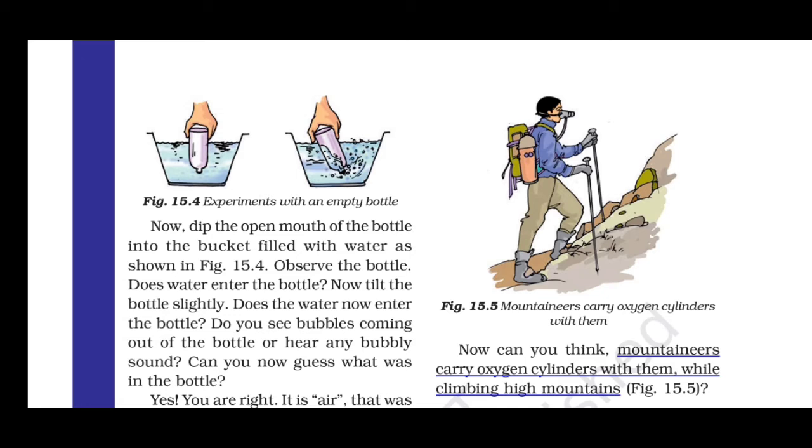So if the question is asked why mountaineers carry the oxygen cylinder with them while climbing the high mountains, then you have to write: because as mountaineers climb the high mountain, the air in the atmosphere becomes thin and it is difficult for them to breathe, and that is the reason why they carry the oxygen cylinder with them. Okay, is it clear now why they are carrying the oxygen cylinder with them?